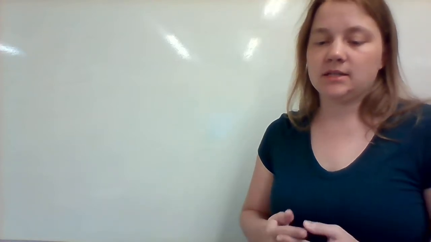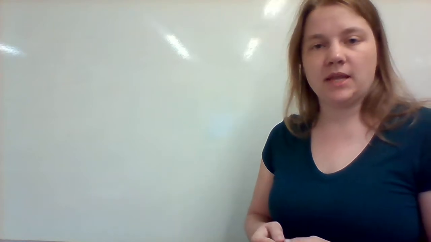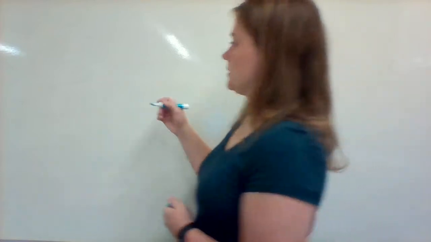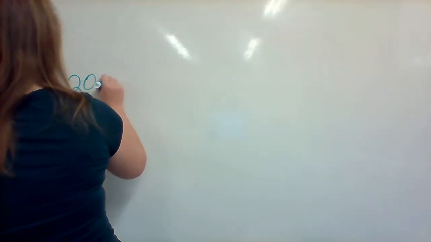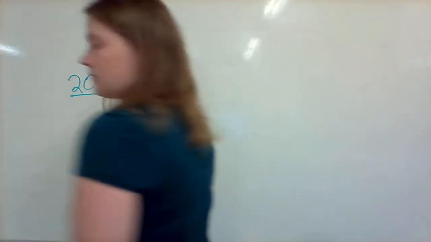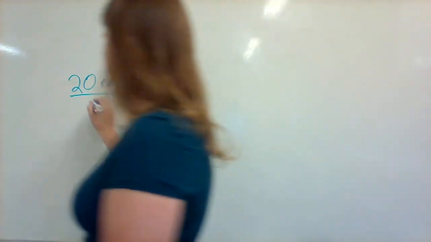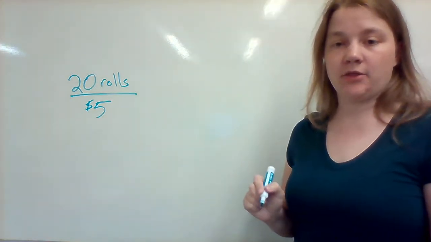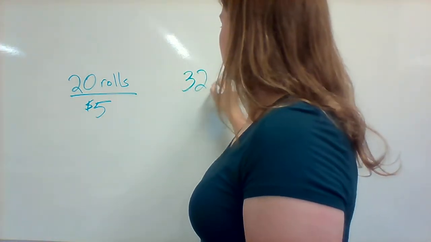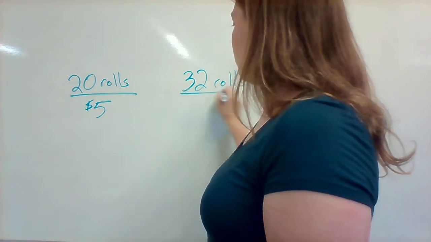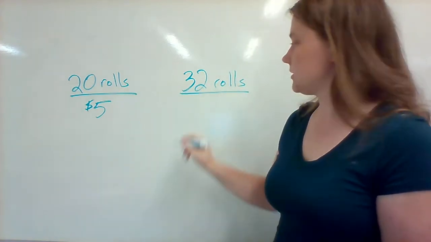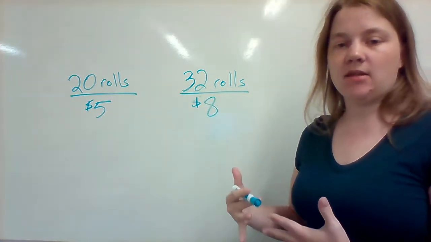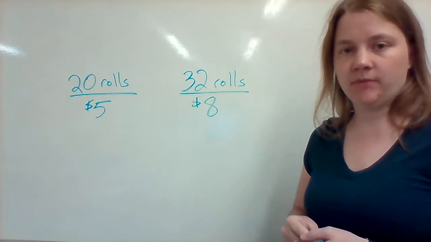Let's look at an example of going to the store and buying some bread. You can buy 20 rolls for $5, or you can buy 32 rolls for $8. Now what we want to know is, is this the same ratio or is it different?